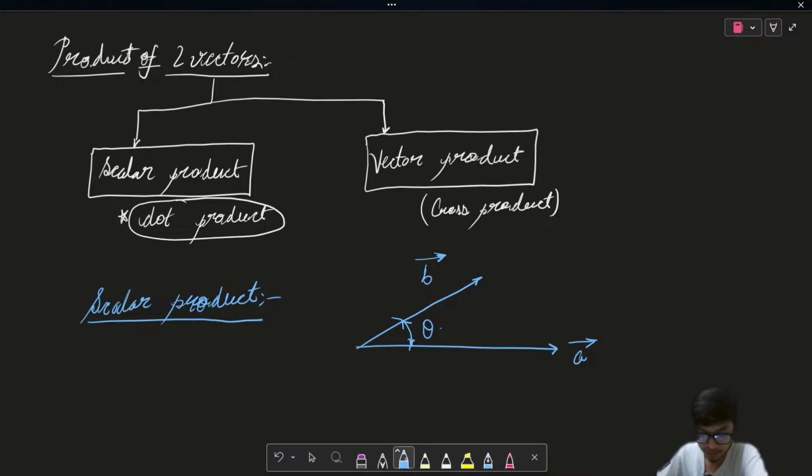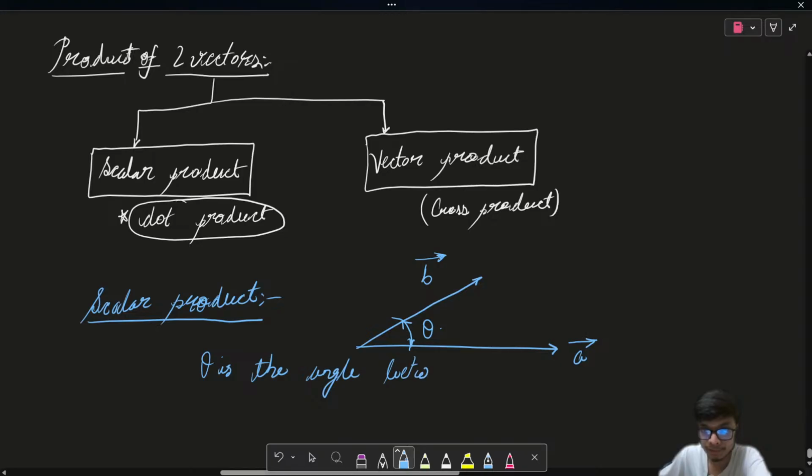Now, theta is the angle between the vector a and vector b. So theta defines the angle between a vector and b vector.